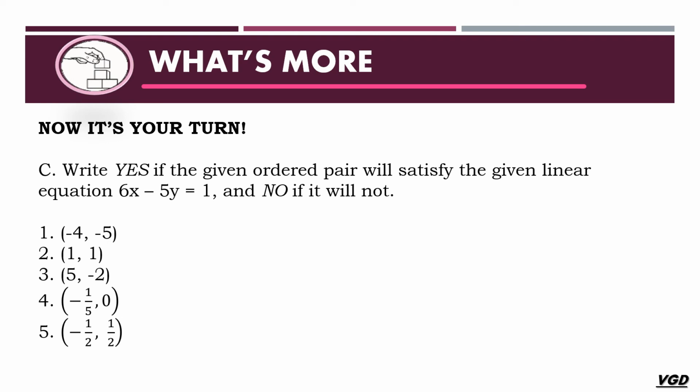Letter C, write yes if the given ordered pair will satisfy the given linear equation 6x minus 5y equals 1, and no if it will not. Number 1, -4, -5. Number 2, 1, 1. Number 3, 5, -2. Number 4, -1/5, 0. Number 5, -1/2, 1/2. So that's for letter C. That's it for our activity in our What's More. So good luck, and I know you can just do it.